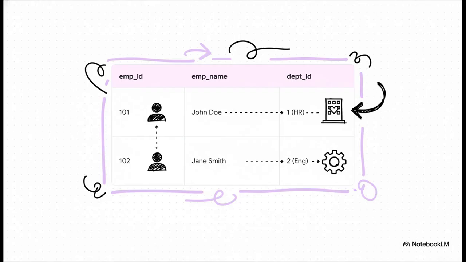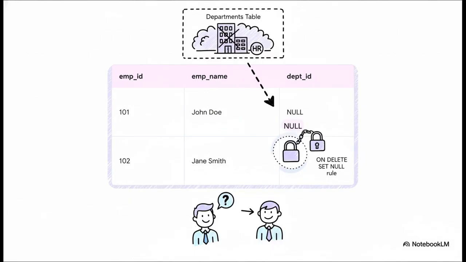Let's look at this situation. We've got our employees, and each one is linked to a department using a dept ID. You can see right here, John Doe is in Department 1, which we'll say is HR. Now watch what happens if the company completely deletes the HR department from the main departments table.